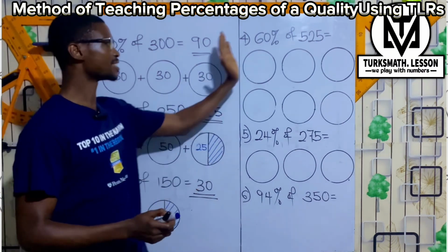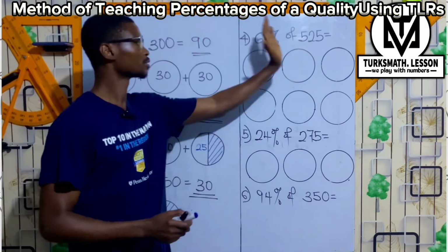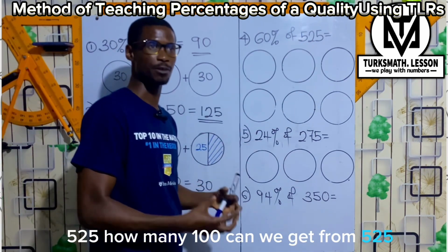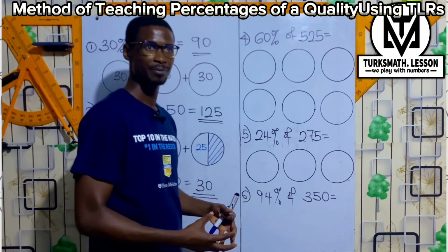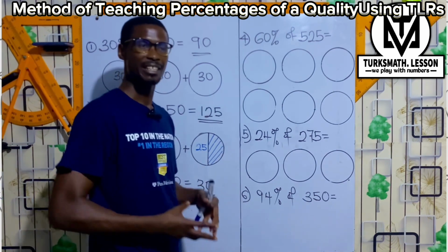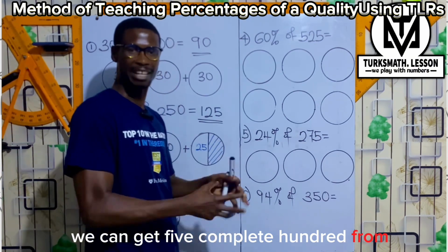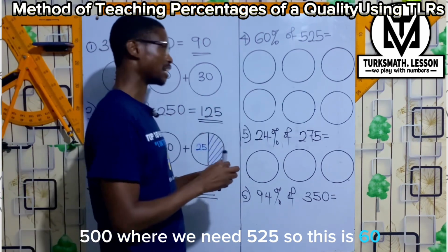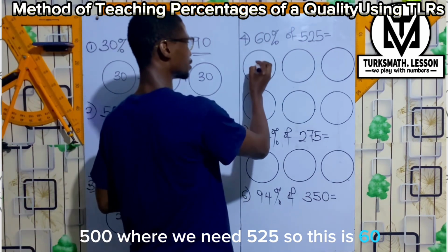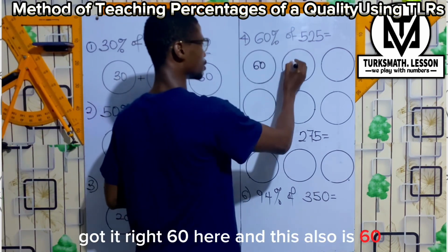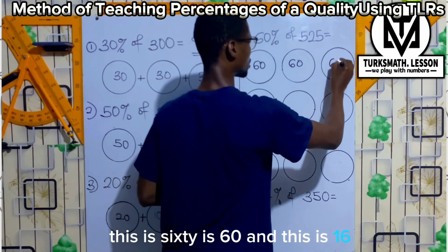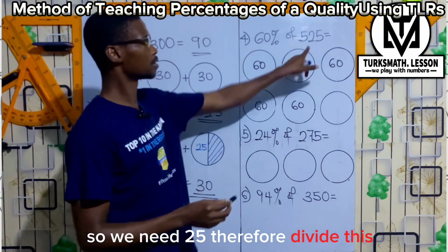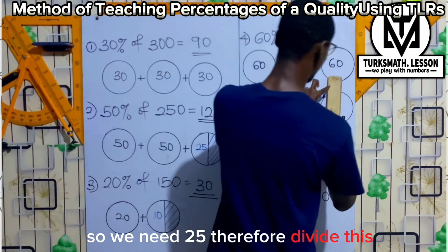Next one. 60% of 525. How many 100 can we get from 525? We can get 5 complete 100 from 500. But we need 525. So this is 60. Get them to write 60 here. And this also is 60. This is 60. This is 60. And this is 60. So we need 25. Therefore, divide this.